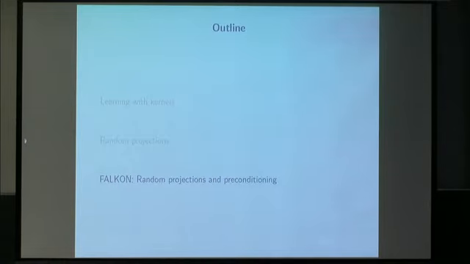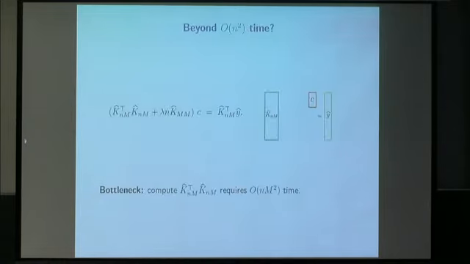And this is our algorithm with update Falkon. Okay, so for the Nystrom problem, we have to solve this linear system. If you want to solve this linear system with direct methods, the bottleneck is to compute this product that requires nm squared in time.